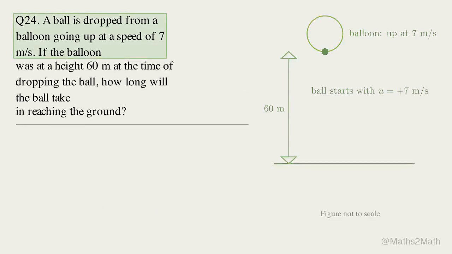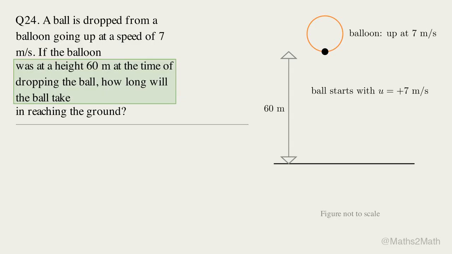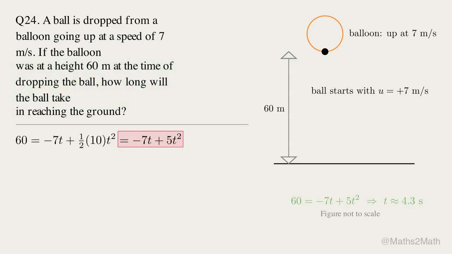Question 24. A ball is dropped from a balloon rising at 7 meters per second from a height of 60 meters. What does this mean? Dropped means released. The ball inherits the balloon's upward 7 meters per second, then gravity takes over. Taking down as positive. Initial velocity minus 7, acceleration 10, displacement 60 meters. Then 60 equals minus 7t plus 5t squared.